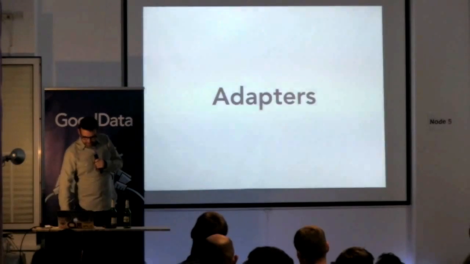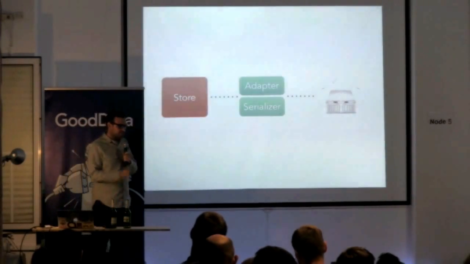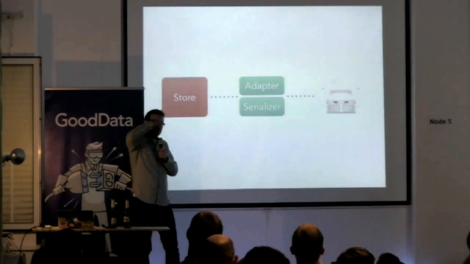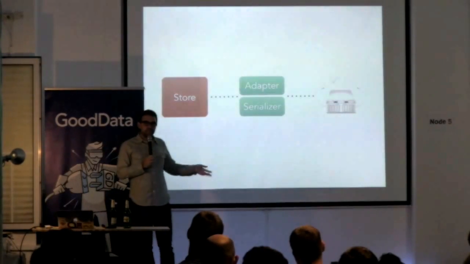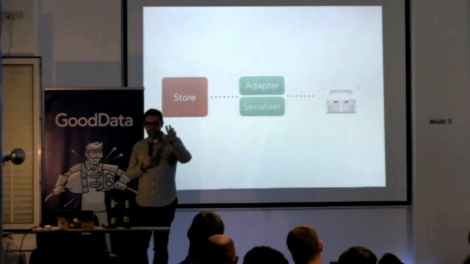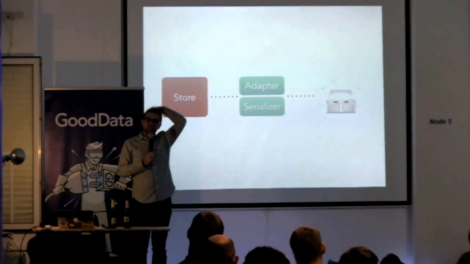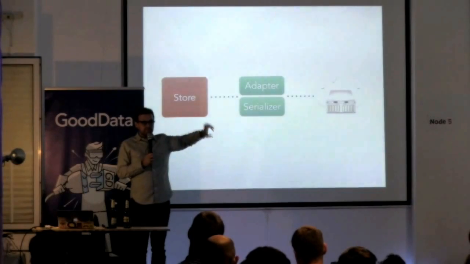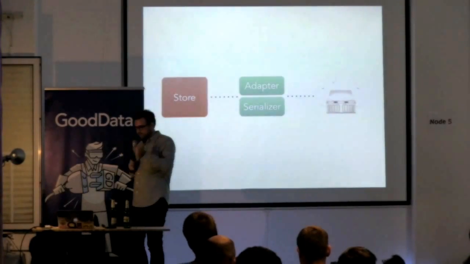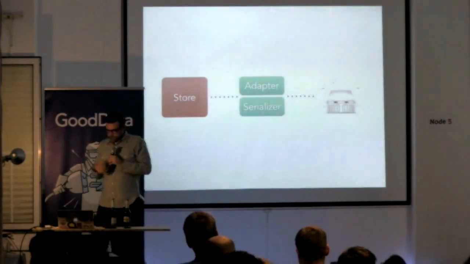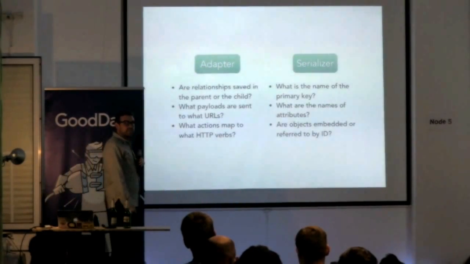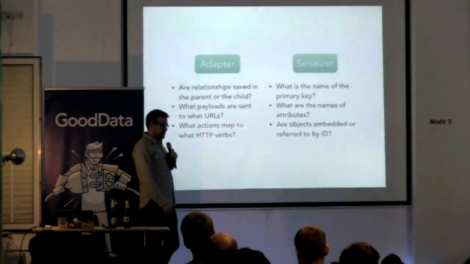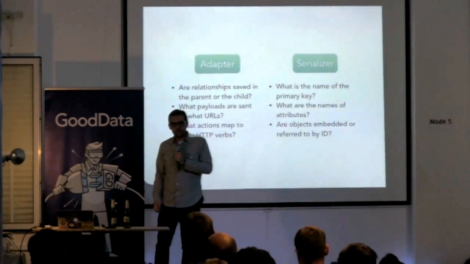So an adapter basically sits here, and it's the bridge between the store that you created, with all the application level semantics, and your server. And we split the adapter into two different objects, so you can override one or both of these and customize them. So what are the roles of these things? The adapter and the serializer object. The adapter answers questions like this.